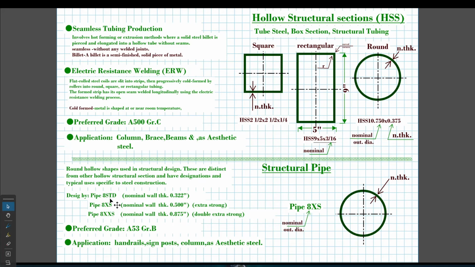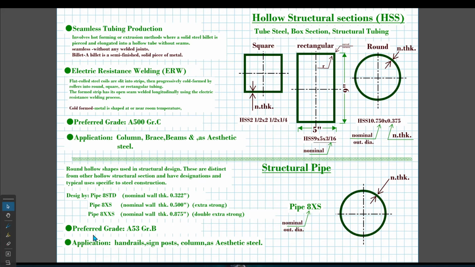For the same 8, the nominal outer diameter, with this standard, extra strong and double extra strong, the thickness is getting varied. I'm just showing the difference. The right standard designation we need to write is: pipe 8 extra strong, pipe 8 double extra strong. As shown in the figure, this is the nominal thickness, the first number 8 is the nominal outer diameter, and this one is the letter as per the standard, extra strong or double extra strong.